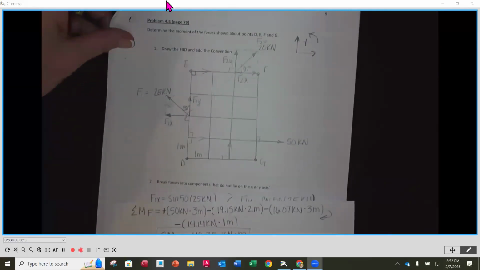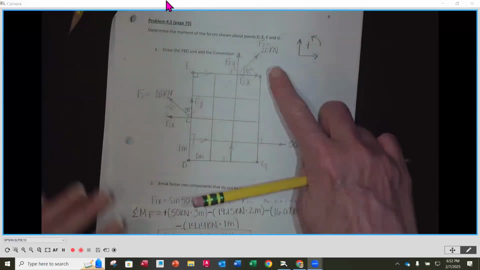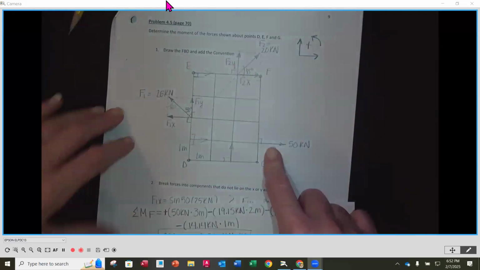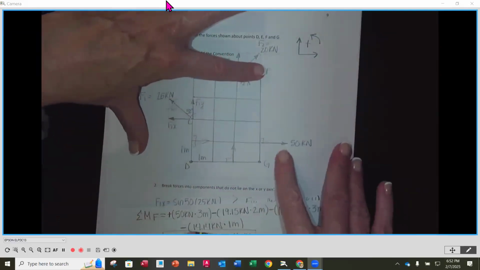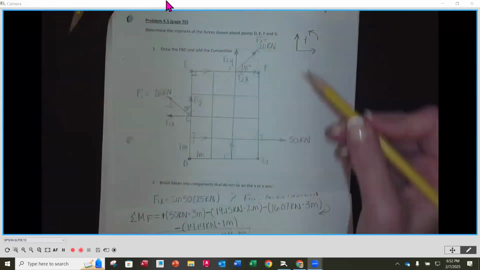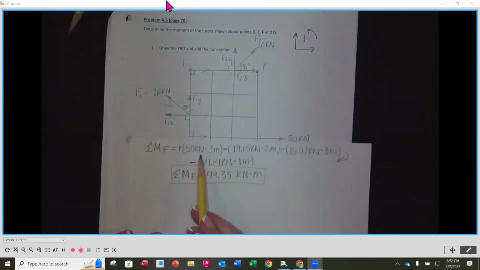Good, good, good. So starting with F, and I started working around again clockwise. So I started with my 50. So F, and it's going to cause rotation, and 1, 2, 3 perpendicular distance. So positive counterclockwise rotation, 50 kilonewtons times 3.